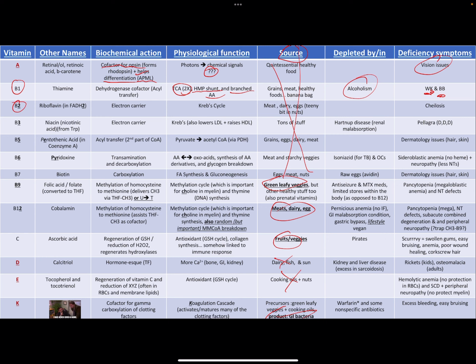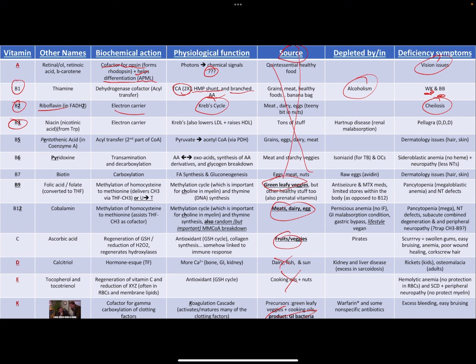All right, B2, think of FADH2 or the 1.5 ATP, rounds up to 2, riboflavin. It's a dinucleotide, it's an electron carrier. We see it in succinate dehydrogenase, which is complex 2 in the Krebs cycle and electron transport chain. Not much to know about it. You get angular cheilosis, the angles of the mouth get kind of inflamed and chapped and whatnot.